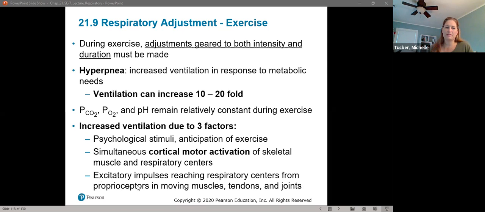Proprioceptors will send signals, action potentials, to that dorsal respiratory center. And then that dorsal respiratory center is going to affect rate and depth.